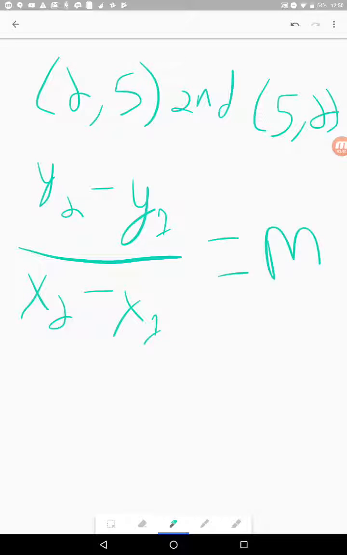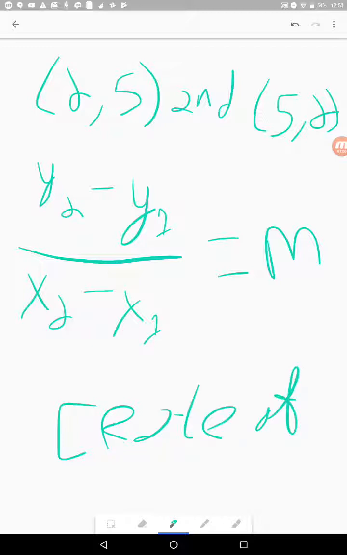I'll read it as follows: y sub 2 minus y sub 1 all over x sub 2 minus x sub 1. Another way of saying it is the change in y over the change in x. That's why I put this term in brackets before, because it's the rate of change in y over the change in x.